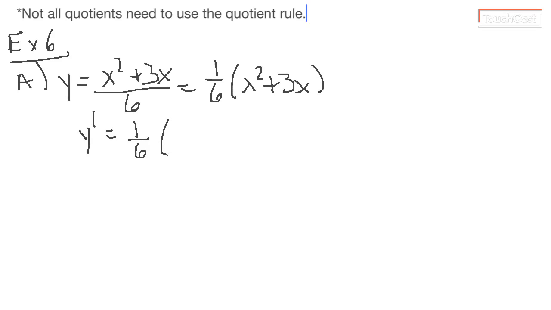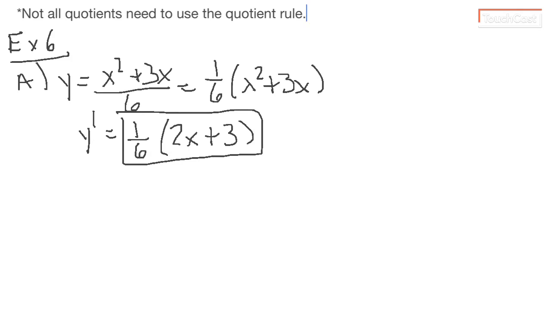The derivative of x squared plus 3x, well, we have learned a lot of different rules for this. We can bring down the 2, so we'll have 2x plus 3. I'm fine with you leaving it this way. I am also fine with you rewriting this as 2x plus 3 all over 6. So rather than use the quotient rule, we simplified it. We made it easier. Let's see another one.